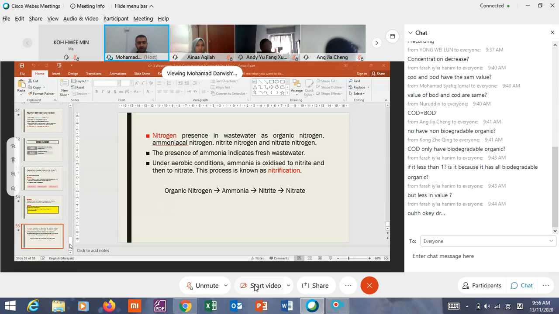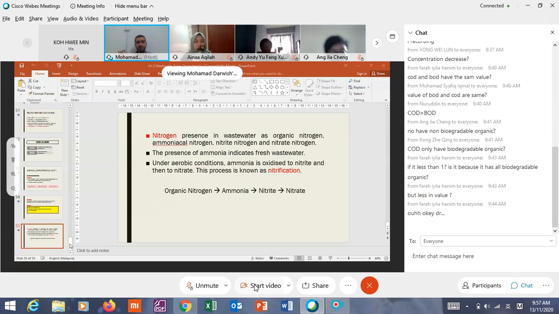Then we move to the biological characteristics, which are the BOD and COD. Basically the BOD, and we know how to measure the BOD. What is the ultimate BOD? What is the carbonaceous and nitrogenous BOD? All of these combinations. And we move to COD, and we know the relationship between COD and BOD.